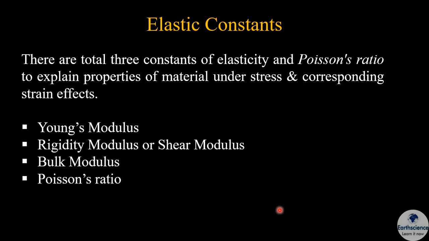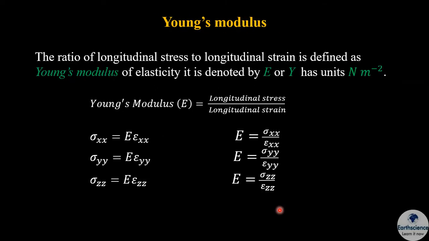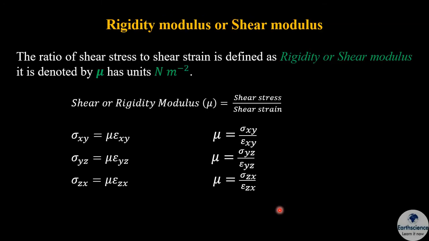Let us discuss Young's modulus first. It is nothing but the normal stress to the normal strain. The proportionality constant between normal stress and normal strain is Young's modulus. It is a stress to strain relation. And rigidity modulus is the shear stress to the shear strain. It also has the same units as Young's modulus.